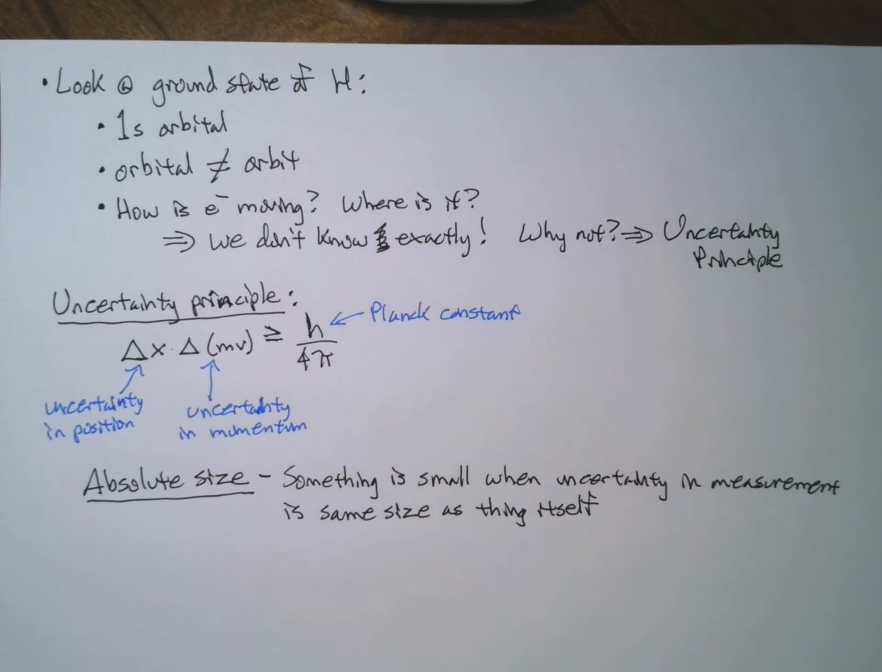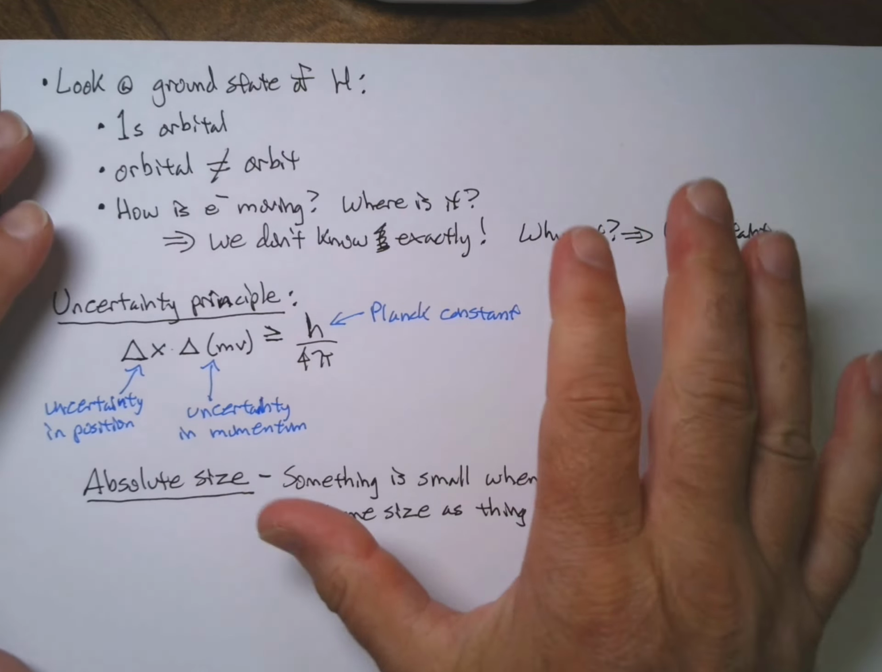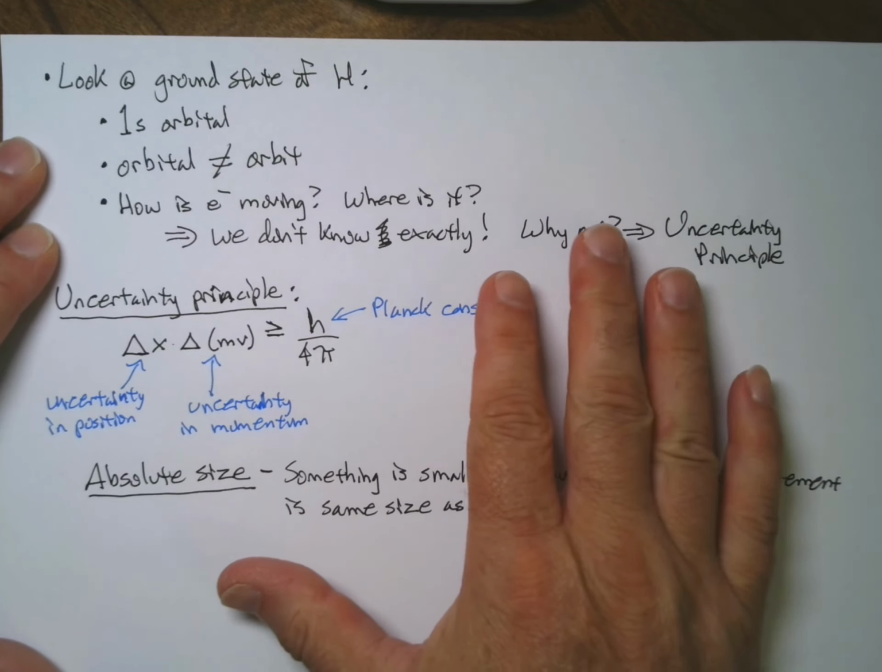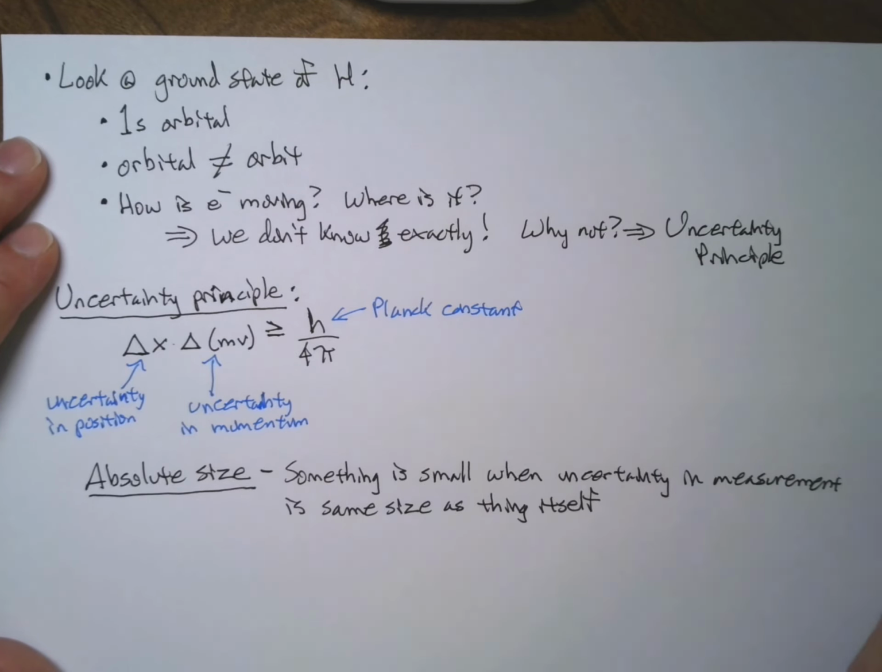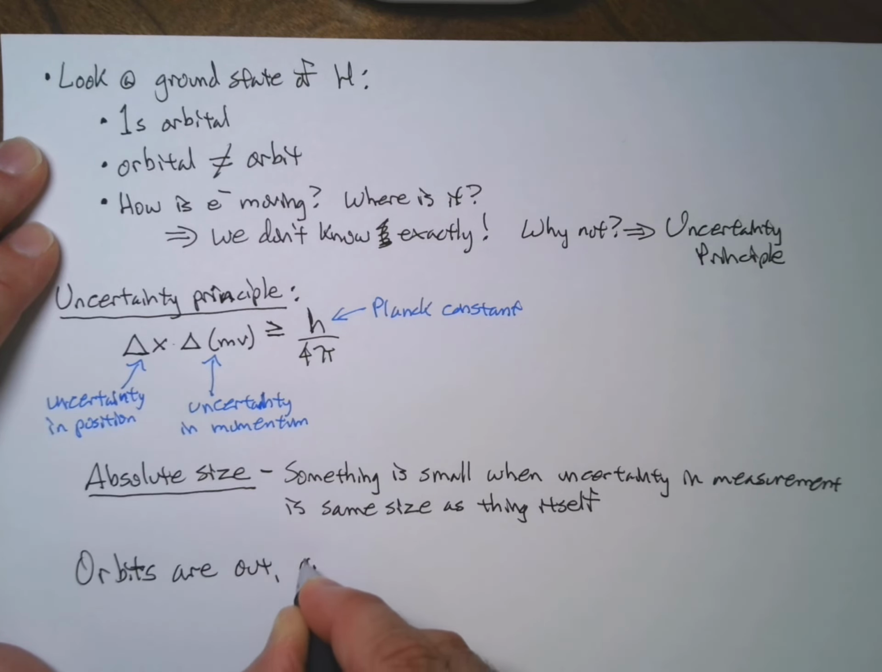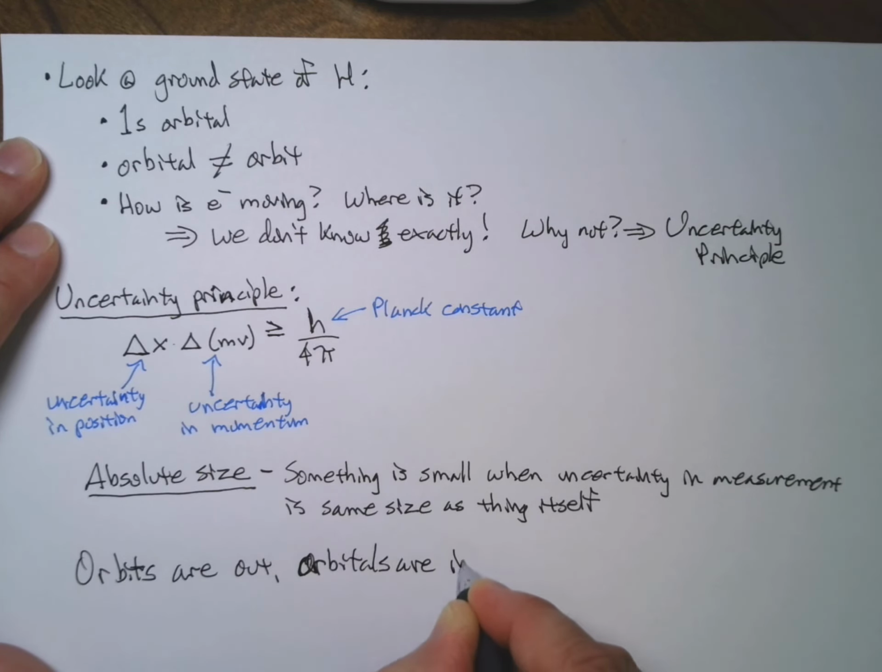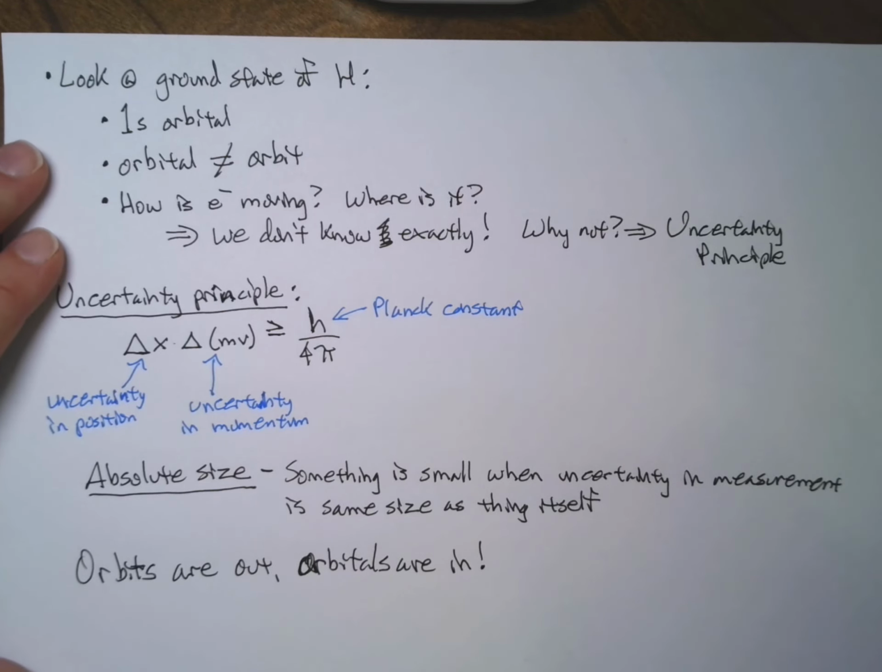All right. Now, what does this mean for what we're doing here? I've been talking about quantum mechanics. So, what does this mean for an atom? Well, given the uncertainty principle, we can't know the exact motion of the electron in an atom. Thus, we don't have orbits, but we do have orbitals. Okay, so orbits are out. Orbitals are in.